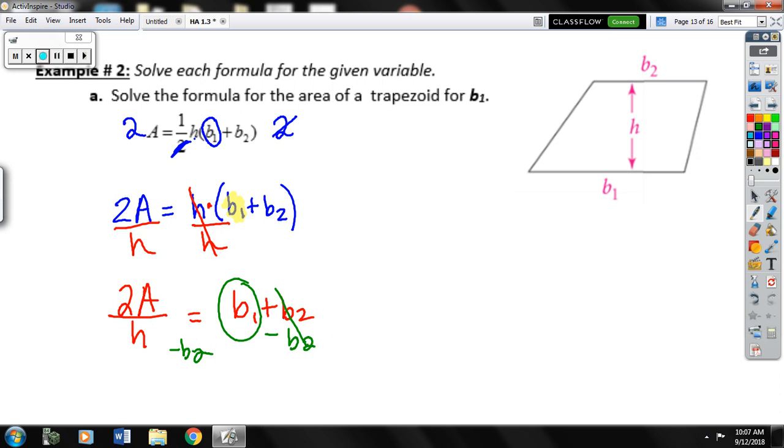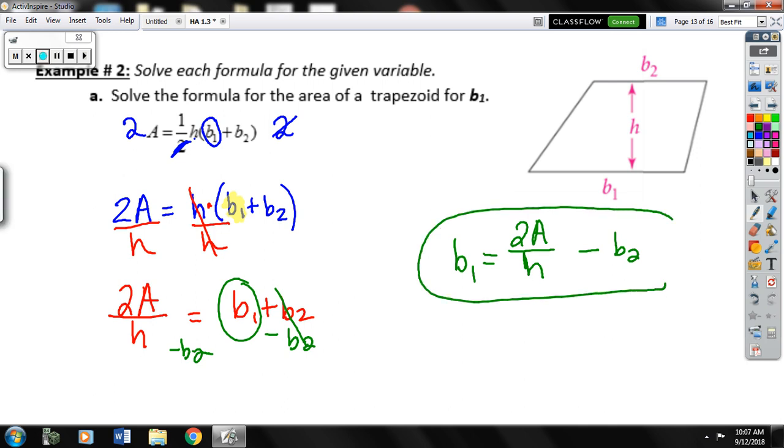So our final answer will be that b1, and I usually use the symmetric property. Remember that from geometry where you can just switch stuff around, so I'll put b1 on the left. So b1 equals 2a over h, and then minus b2. You cannot put this in the numerator because it doesn't have a common denominator. So it was 2a over h, and then I subtracted b2. I would accept this answer.